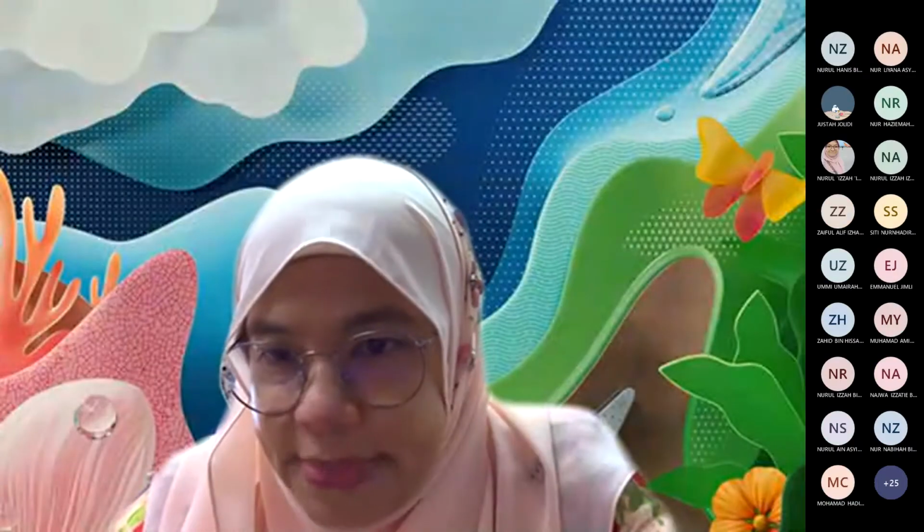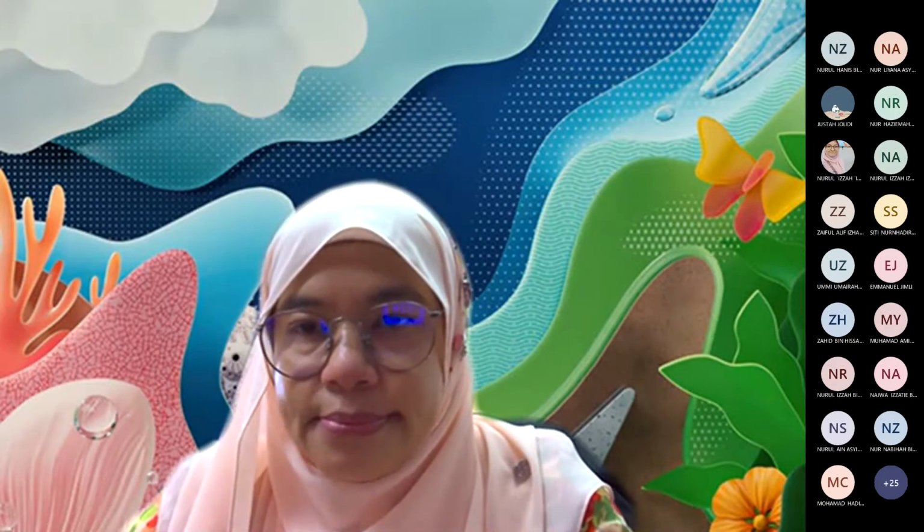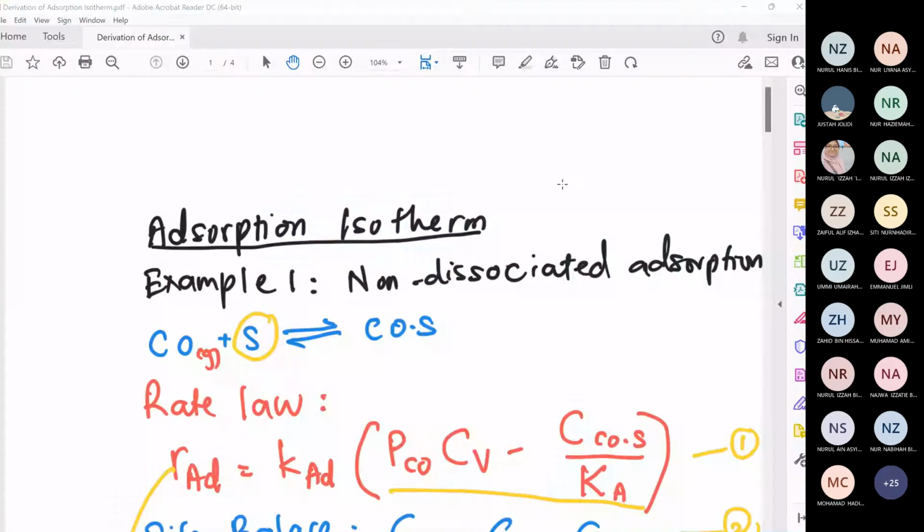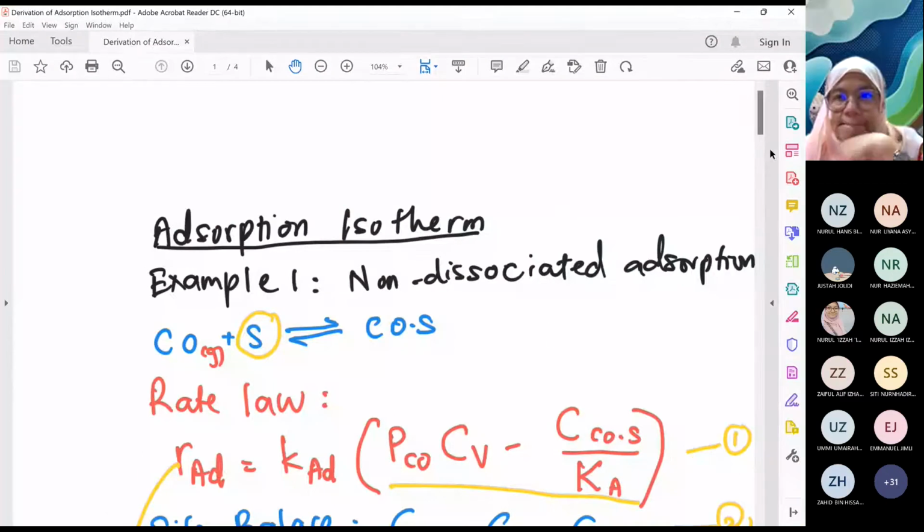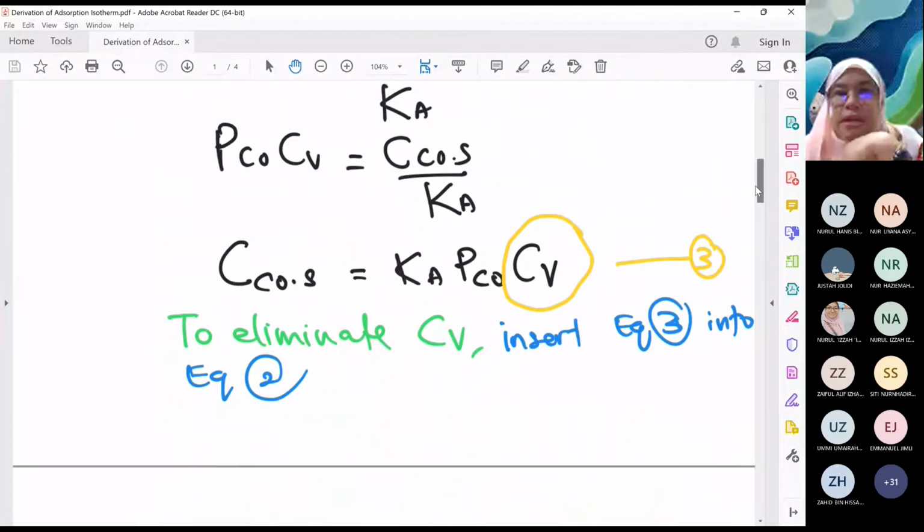Sekejap eh. Saya nak tunjuk yang last je, last part untuk adsorption tu. Okey, dia dah tak berkelip lah.